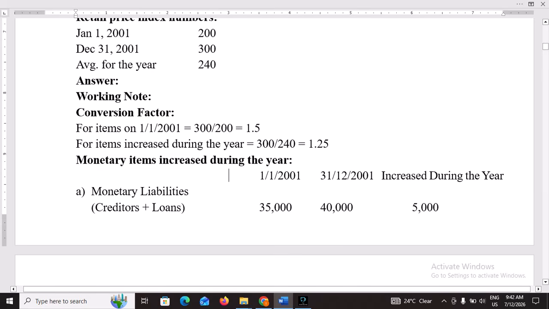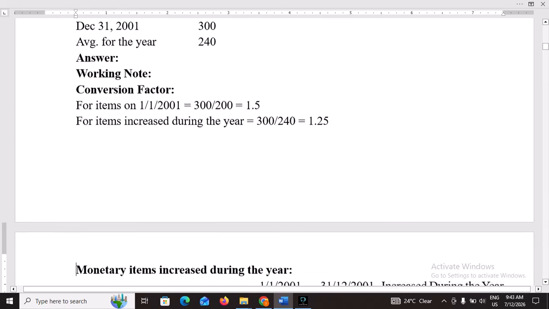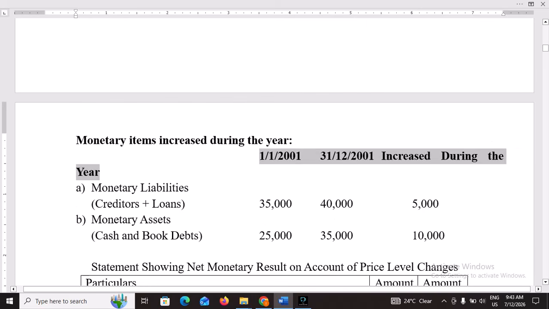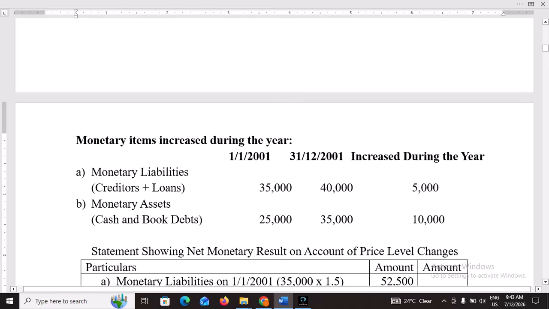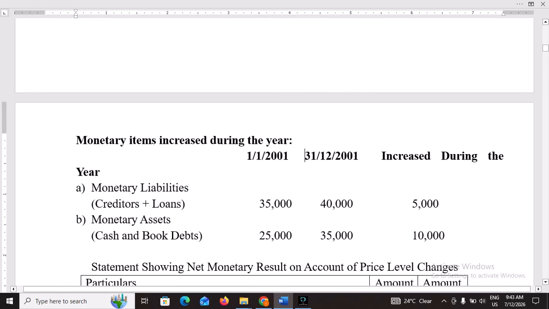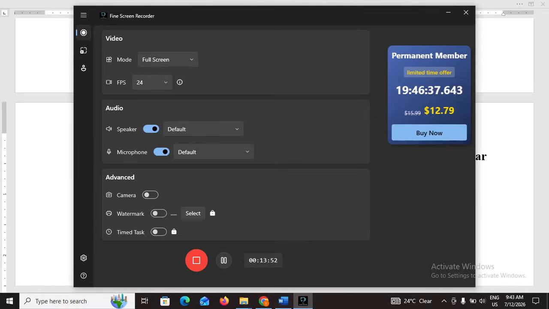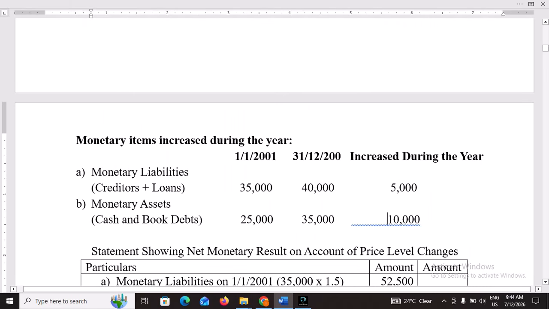It is better to do it on the next page. Monetary items increased during the year. So a 1/1/2001 column, a 31/12/2001 column, and next an increased during the year column.